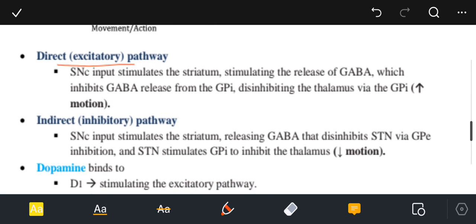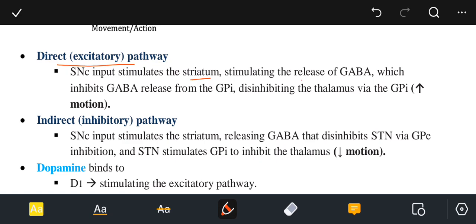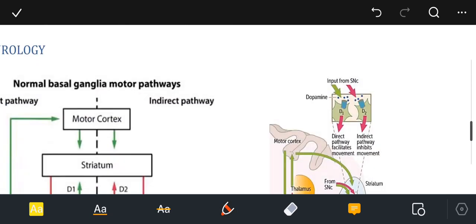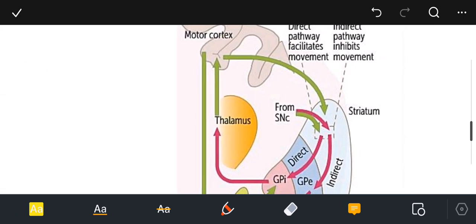Substantia nigra pars compacta input stimulates the striatum, stimulating the release of the GABA, which inhibit the GABA release from the globus pallidus interna, disinhibiting the thalamus. Okay, so before going to this text, let's talk about the role of substantia nigra.